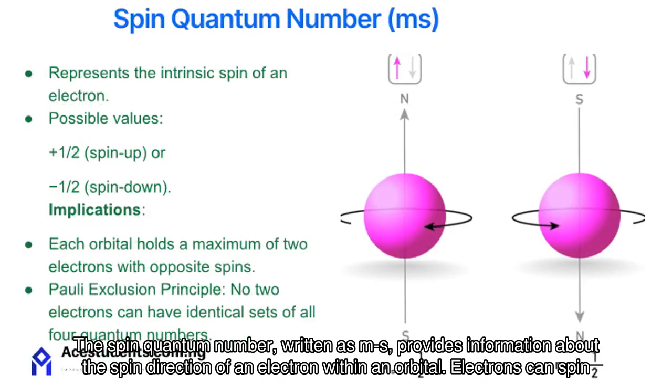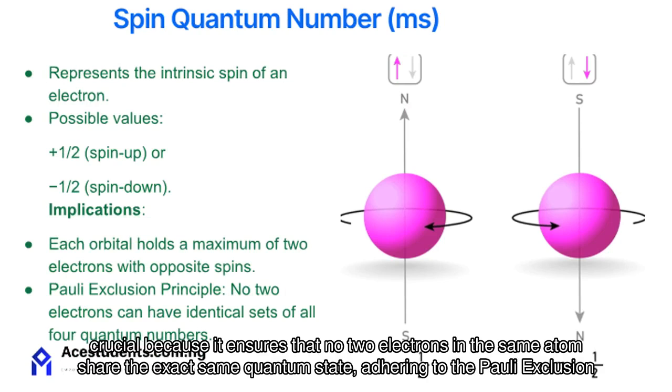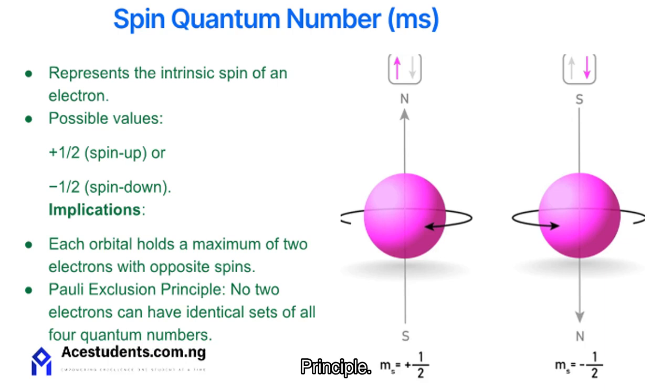The spin quantum number, written as ms, provides information about the spin direction of an electron within an orbital. Electrons can spin in one of 2 directions: spin up, represented by positive 1/2, or spin down, represented by negative 1/2. This quantum number is crucial because it ensures that no 2 electrons in the same atom share the exact same quantum state, adhering to the Pauli exclusion principle.